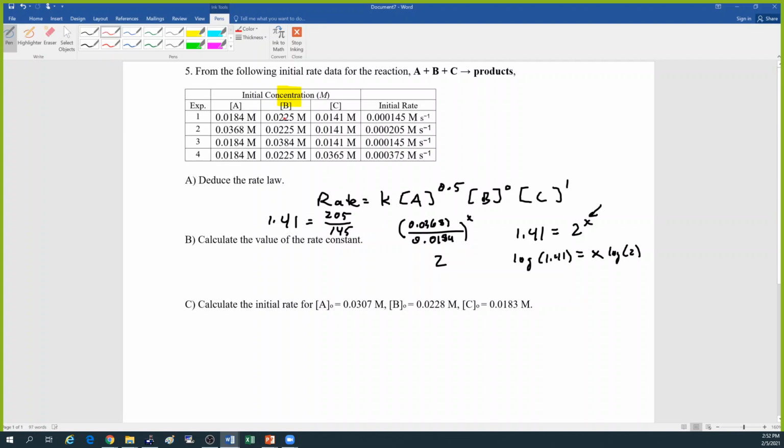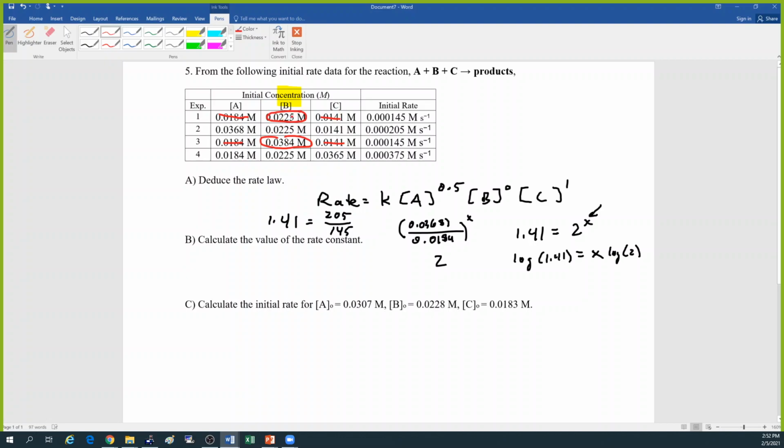So for B, 1 and 2 doesn't work, but 1 to 3 works, right? Because B is changing, but A and C are not. So when I use experiments 1 and 3, I could do a similar operation, but now I'm using appropriate experiments because I only want to see the effect of B on the rate. So I have to make sure the other variables are controlled.